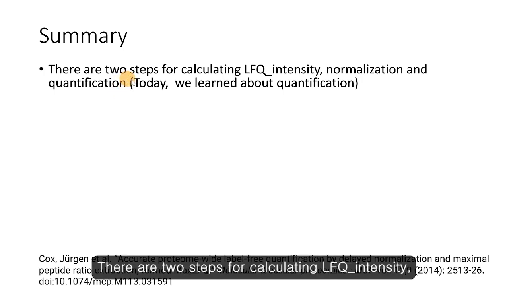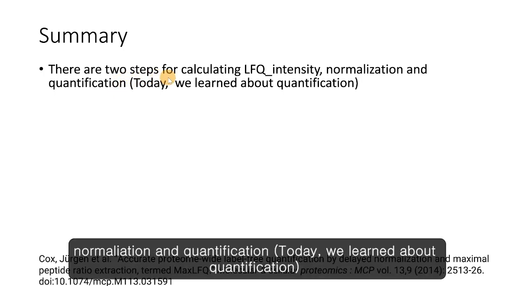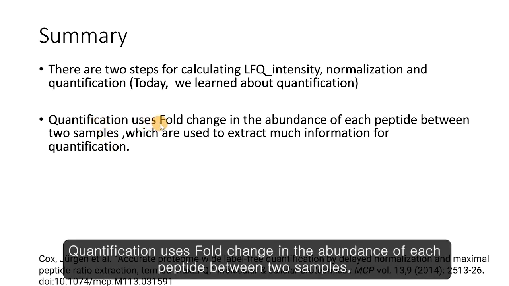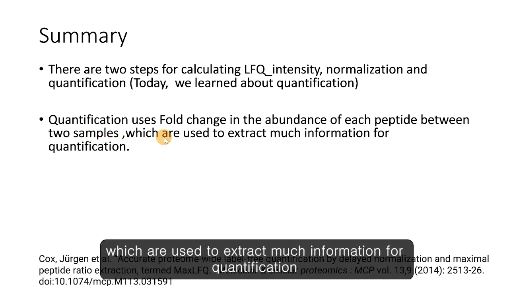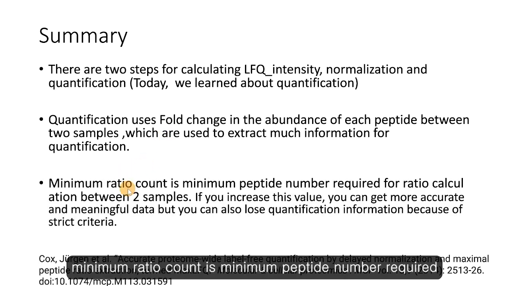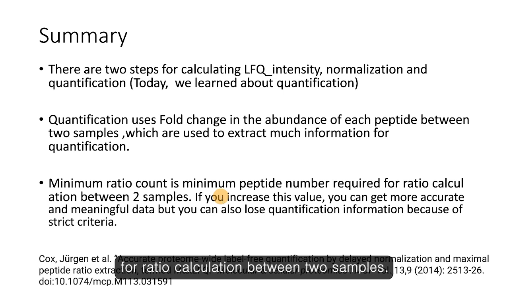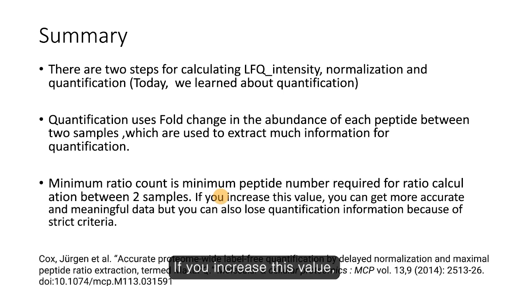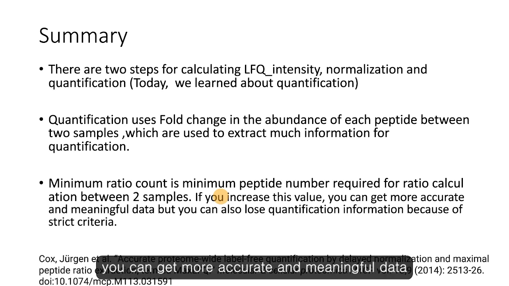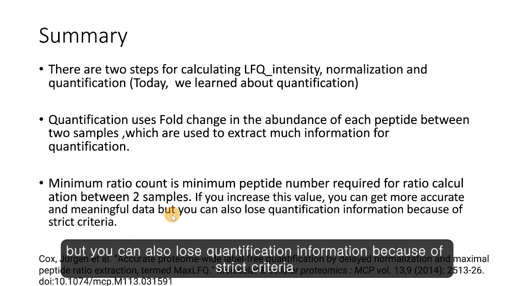Okay, there are two steps for calculating LFQ intensity: normalization and quantification. Today, we learned about quantification. Quantification uses fold changes in the abundance of each peptide between two samples, which are used to extract much information for quantification. Minimum ratio count is minimum peptide number required for ratio calculation between two samples. If you increase this value, you can get more accurate and meaningful data, but you can also lose quantification information because of strict criteria.